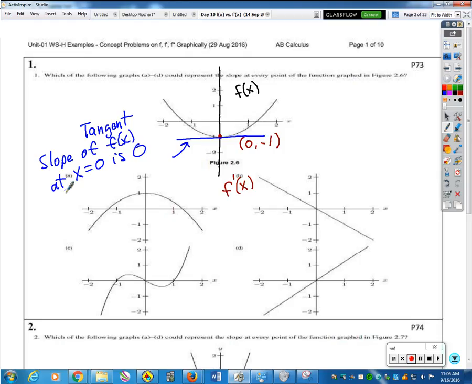X value 0 equals 1. Perfect. The slope of f, that's what the prime means, is 3 for x equals 0. At x equals 0, f has a value of 0. Is everyone okay with that?